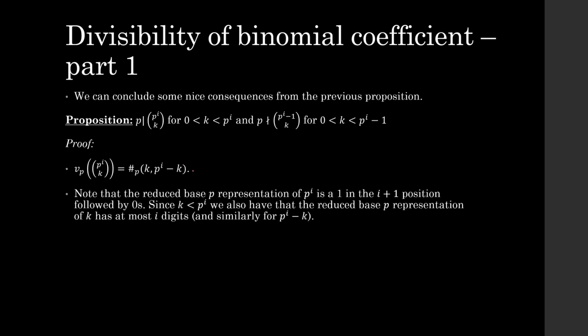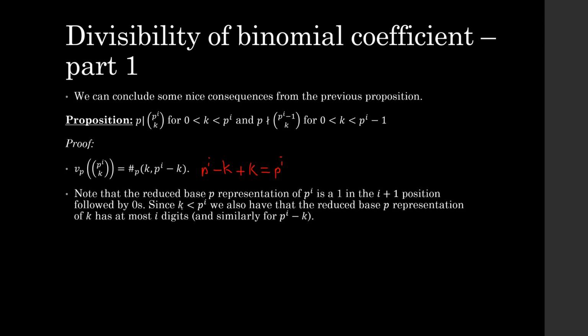Now notice, when I add these two, I'm going to have P to the I minus K plus K, which is exactly equal to P to the I. Just keep this one in mind. So now let's note that the reduced base P representation of P to the I is just a 1 in the I plus 1 position, because the I plus 1 position is exactly the power of P that's P to the I, right? And then it's just going to be followed by a bunch of zeros, because it's just 1 times P to the I that gives us the base P representation of P to the I.